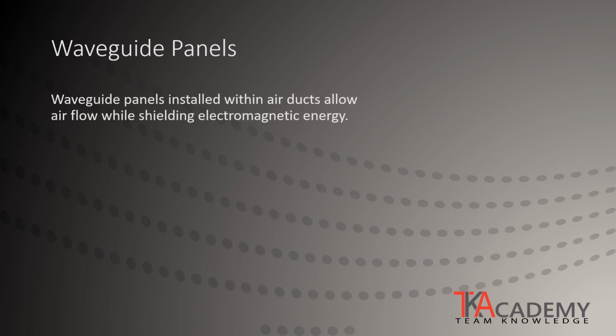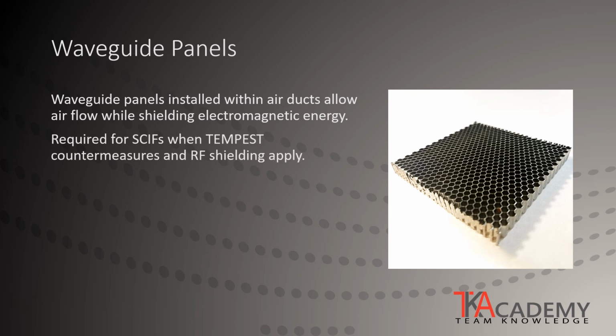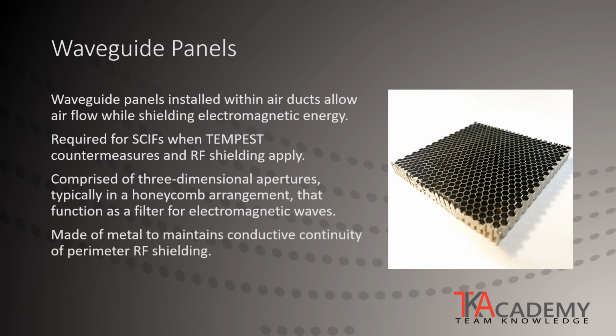Waveguide panels are installed within air ducts to allow the airflow while shielding from electromagnetic energy. These are required on skiffs when tempest countermeasures and RF shielding apply. They comprise three-dimensional apertures, typically in a honeycomb-shaped arrangement, that function as a filter for electromagnetic waves. They are made of metal, which maintains the conductive continuity of the perimeter of the RF shielding.